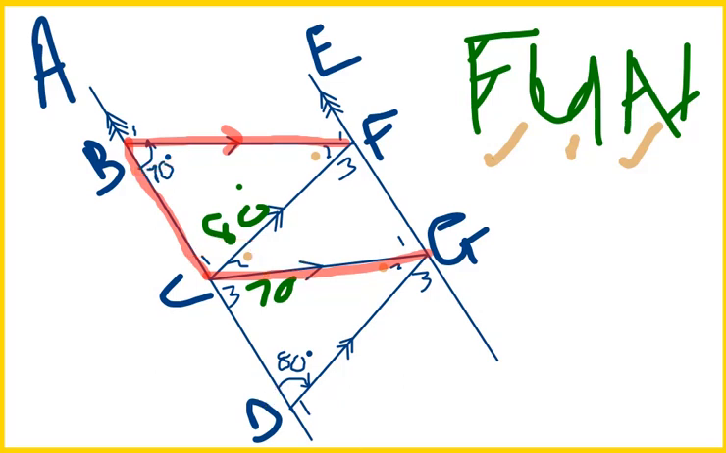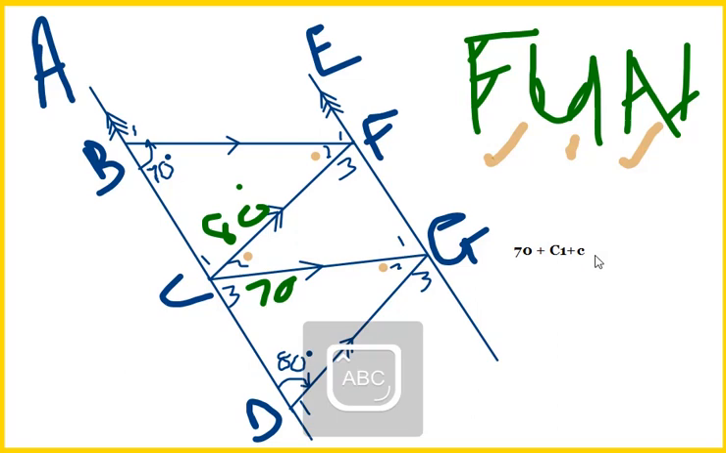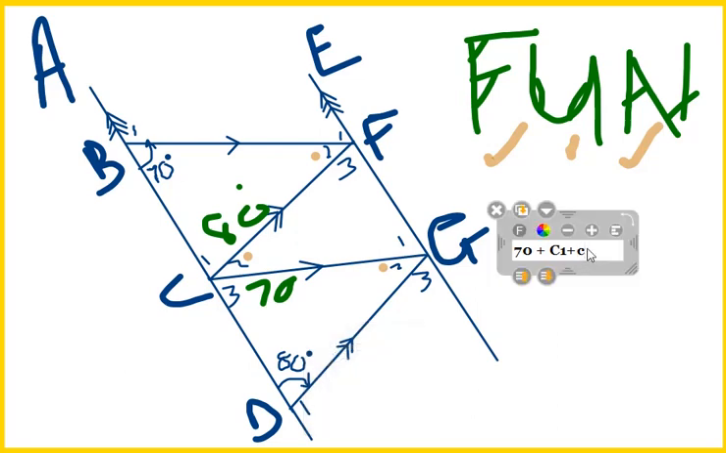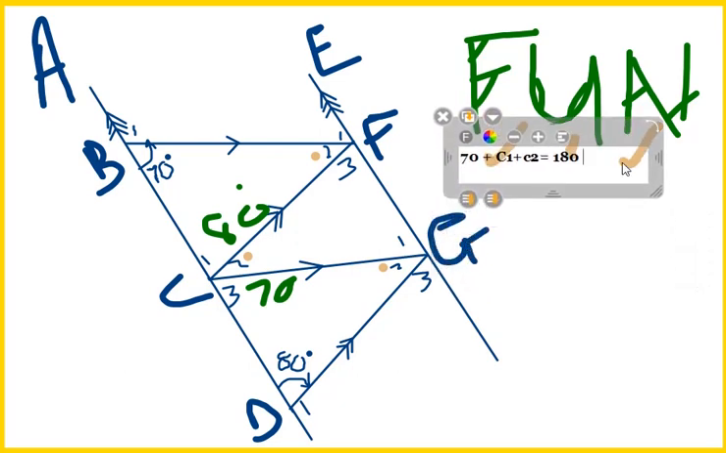So let's write that down. We have that 70 degrees, which is our B, plus C1 plus angle C2 is equal to 180 degrees. Why? Co-interior angles.